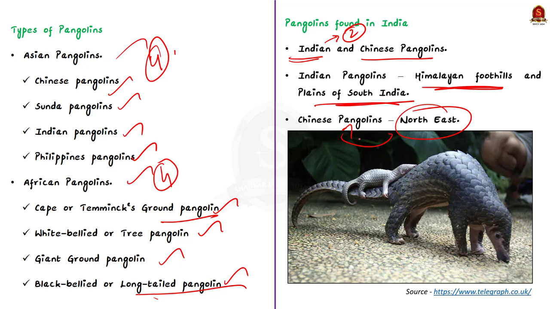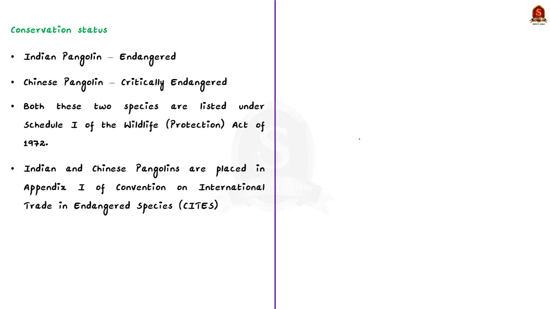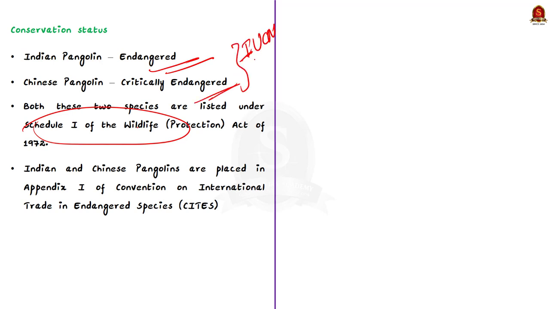See, both these species, they are listed under Schedule 1 of the Wildlife Protection Act of 1972. The IUCN status of Indian pangolin is endangered and the IUCN status of Chinese pangolin is critically endangered. Note the difference here. Indian pangolin endangered, Chinese pangolin critically endangered.